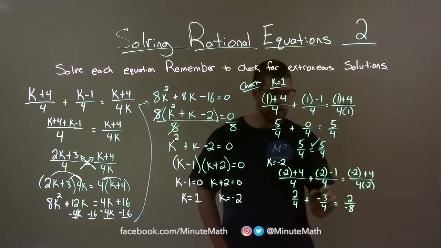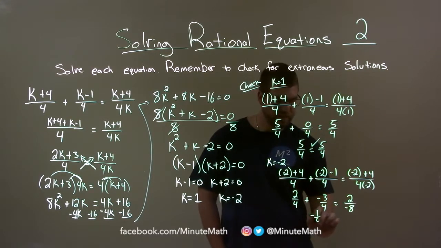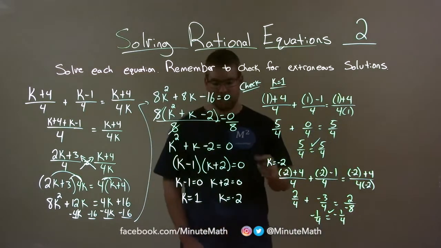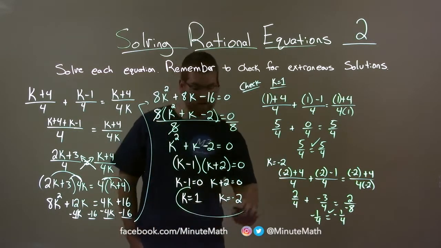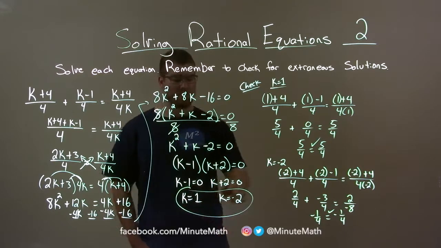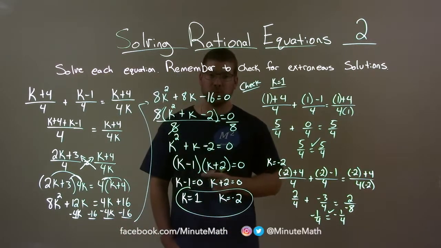Well, 2/4 plus a -3/4, okay, that's a -1/4. Okay, and then 2 over -8 simplifies to be a -1/4. Again, left and right hand side are equal, confirming that -2 is a solution, so our final answer are both values, k equals 1 and k equals -2.